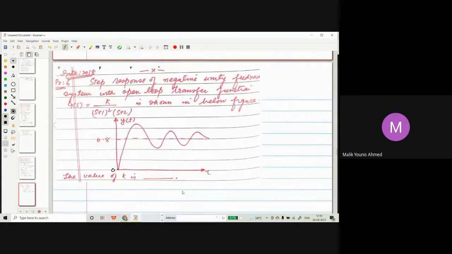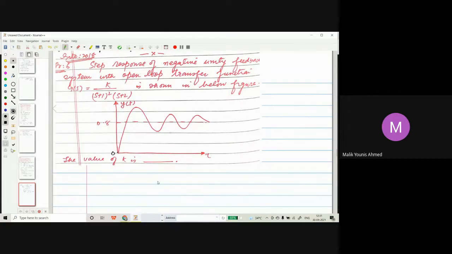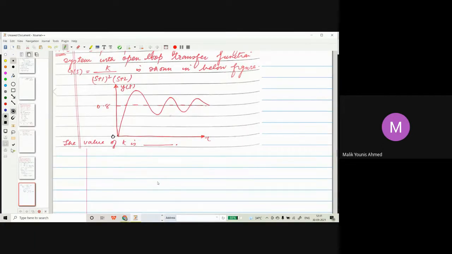Next question is also very important. GATE 2018, it has been asked. Okay, you can solve this question. Step response of a negative unity feedback system with open loop transfer function is given. This is the open loop transfer function, and its step response is also given. Clearly an underdamped system. The value of k you have to find, fast. There is no option, but you have to calculate it and then write the value there.